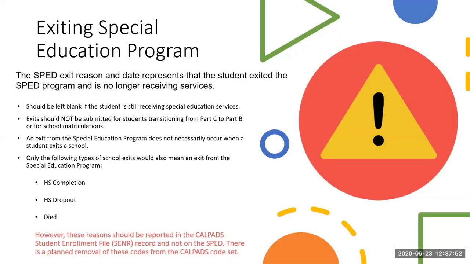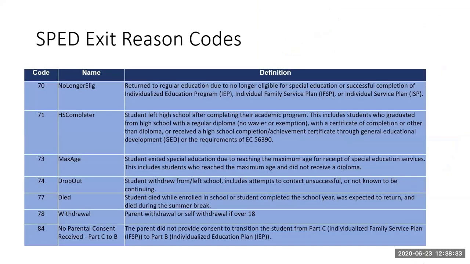However, these reasons should be reported in the CALPADS enrollment file and not the SPED. There is a planned removal of these codes from the code set. So although these three reasons can be submitted as a program exit reason in the 1920 year, going forward, do not anticipate this. As a matter of practice, it's best if you follow the CDE's advice and report these reasons in the student enrollment record and not the SPED. So what are the valid special ed exit reason codes?